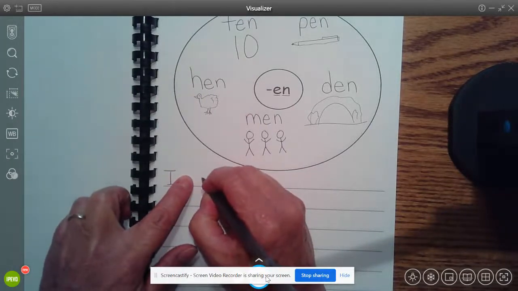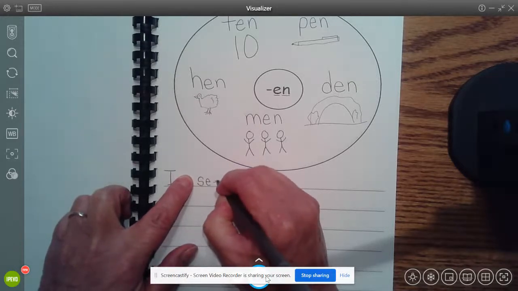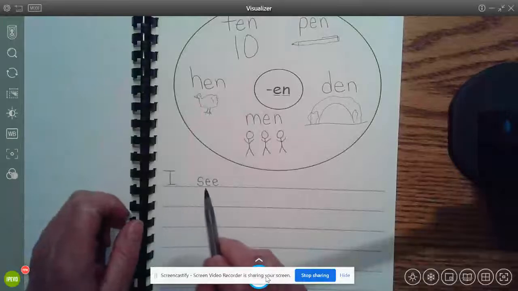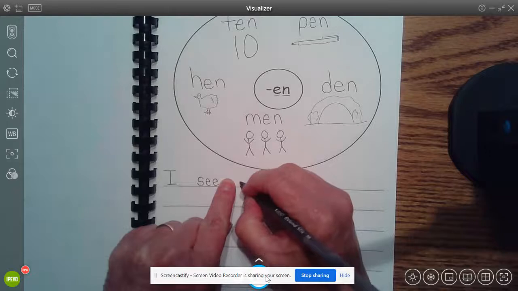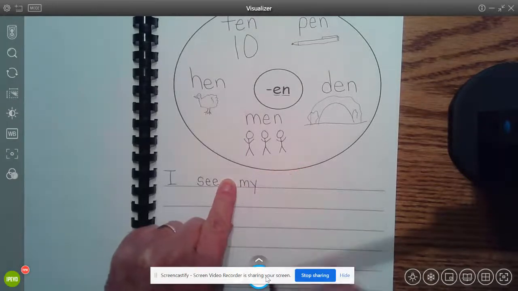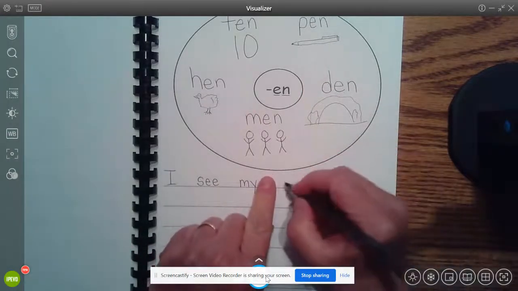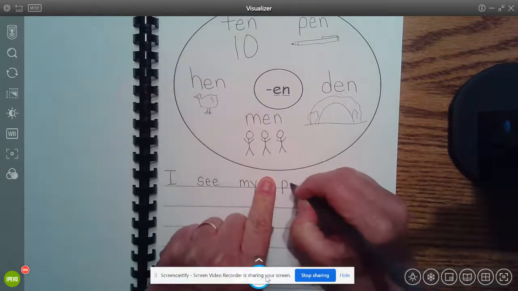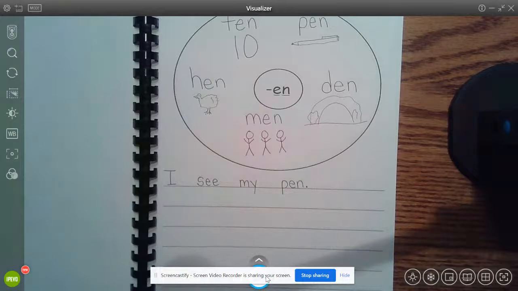See, that's a sight word. If you need your sight word flashcards, grab them. S-E-E. I see, and then we said we'd call it my pen, right? Because we can see my pen. My is M-Y. It's not me pen, it's my pen. I see my, and now we're going to write pen. P-E-N, period. Don't forget that period. It's so important.